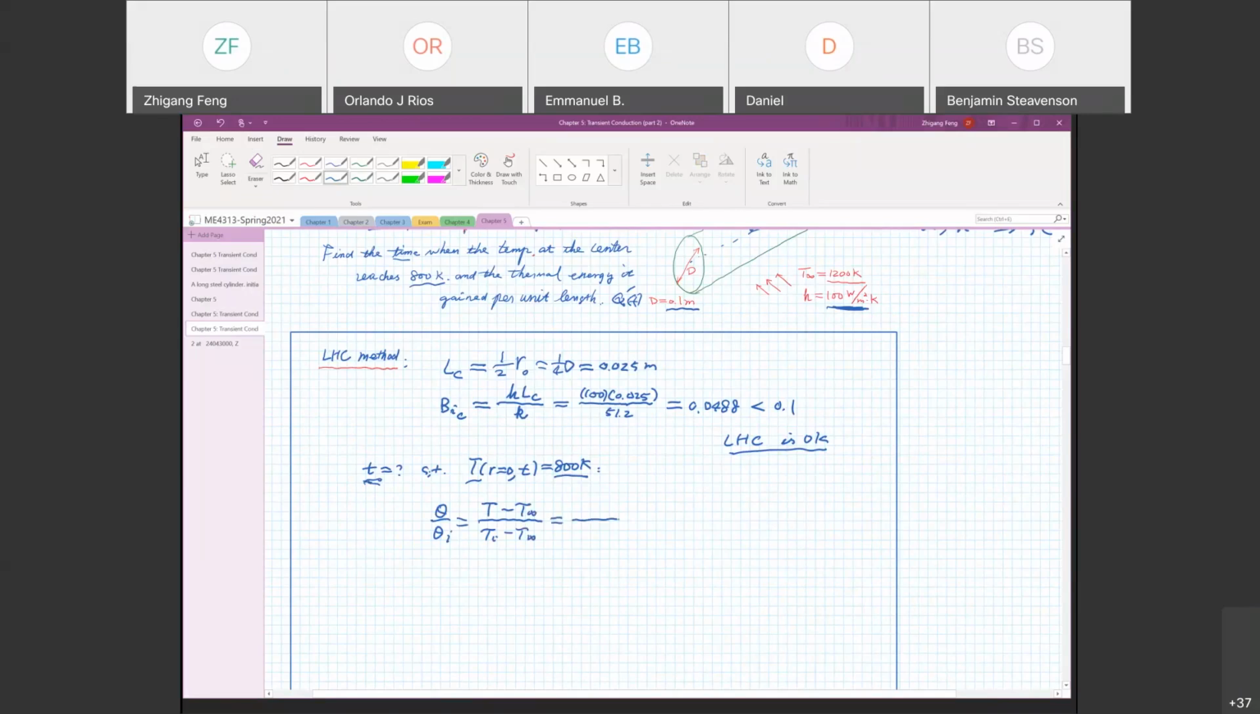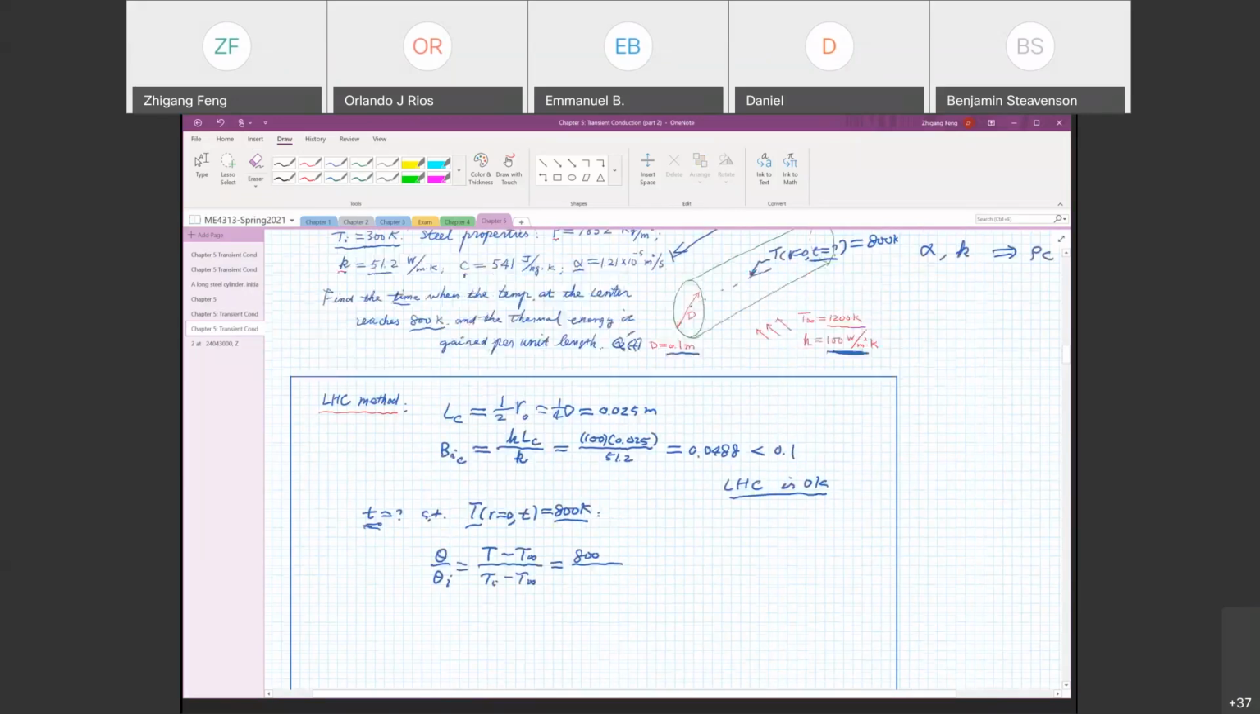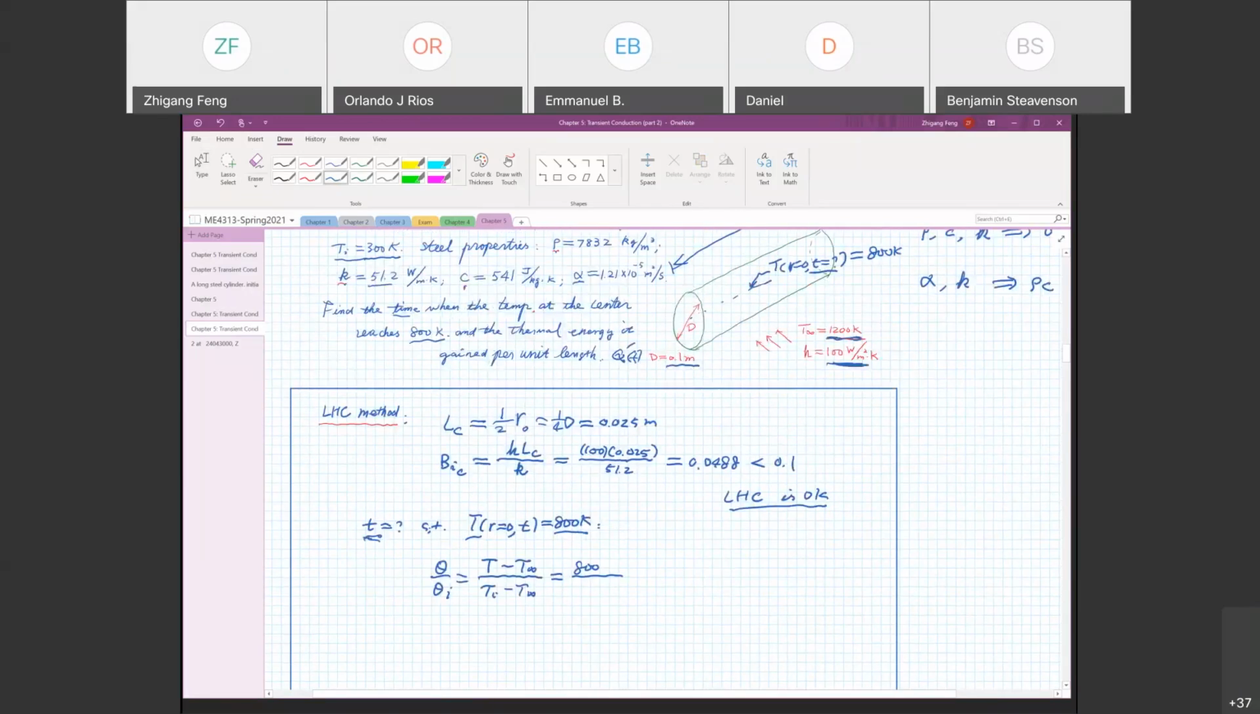So let's plug in the values of each T. So 800. The cylinder is being heated at ambient temperature 1200, so T infinity is 1200, divided by Ti, that's 300, minus 1200. Okay, so numerator is minus 400, denominator is minus 900. So 100 cancels out, so 4 over 9. Okay. And then relate this to time t by the exponential function.